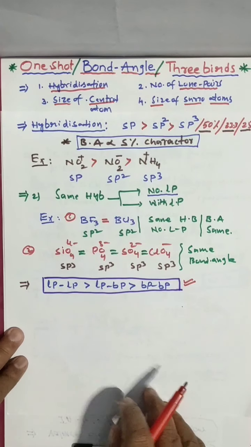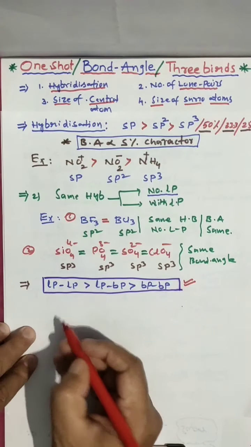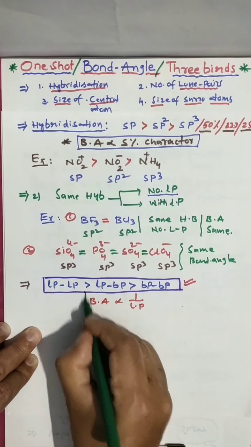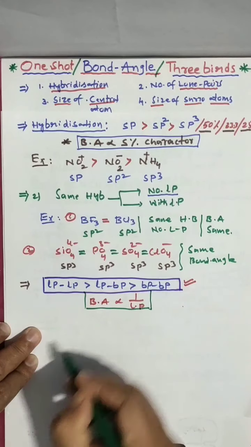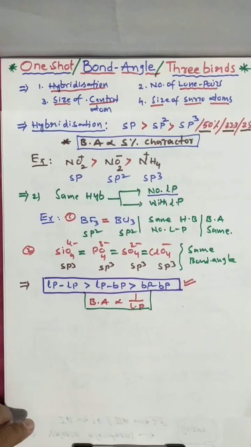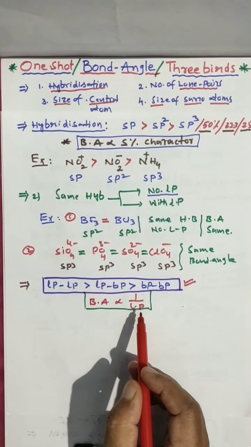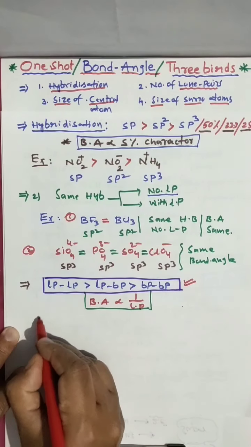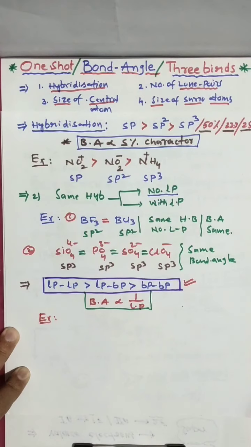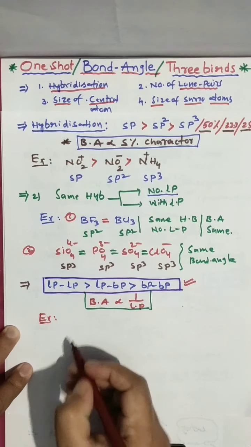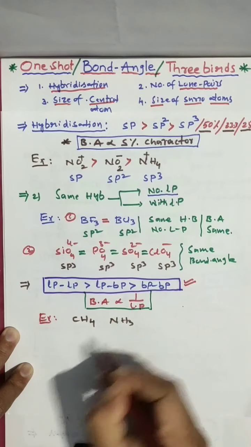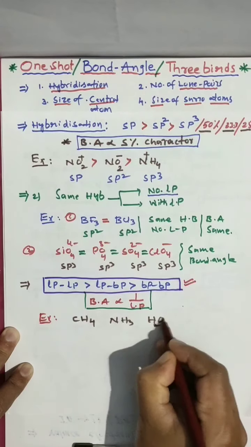Now, if lone pairs are there, what is the trick? Bond angle is inversely proportional to the number of lone pairs. The more lone pairs there are, the less the bond angle. The fewer lone pairs there are, the more the bond angle. Go for an excellent example I will show here. I am taking CH4 methane, NH3 ammonia and H2O water.